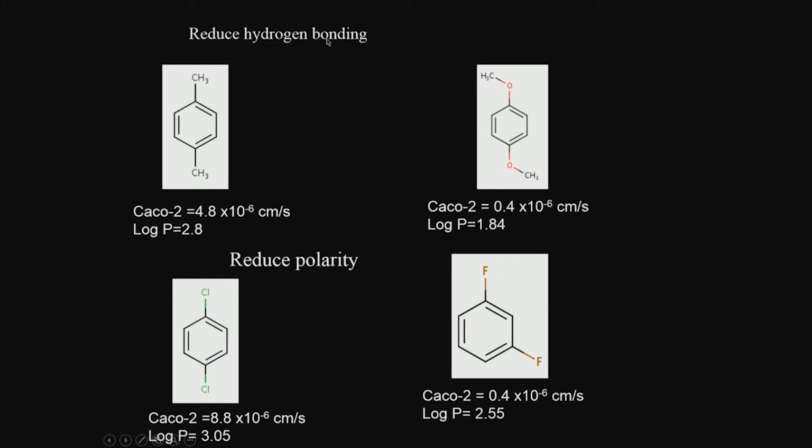Reduce hydrogen bonding. Look at this particular molecule, it has OCH3, OCH3. Obviously these are hydrogen bond acceptors, the permeability is 0.4 times 10 power minus 6. We remove that, and permeability has increased dramatically. Reduce polarity. Look at this, CACO2 permeability with fluorine groups is 0.4, CACO2 permeability with chlorine groups has become 8.8, it is a big 20 times increase.